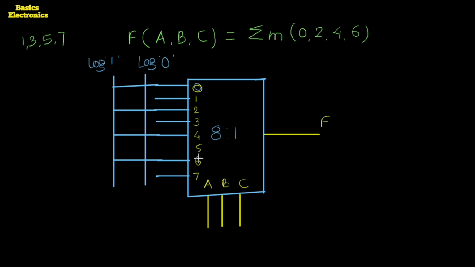The remaining lines we require to connect to the logic low line. So the first number is not given, we connect it to the logic low line. The third number is not given in the example, so we connect it to the logic low line. Then the fifth and the seventh we connect to the logic low line. So the first, third, fifth and seventh lines are connected to the logic low line.